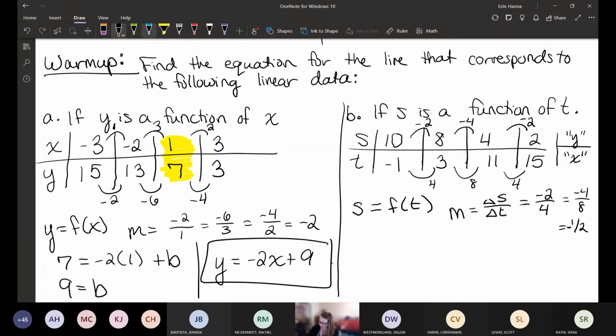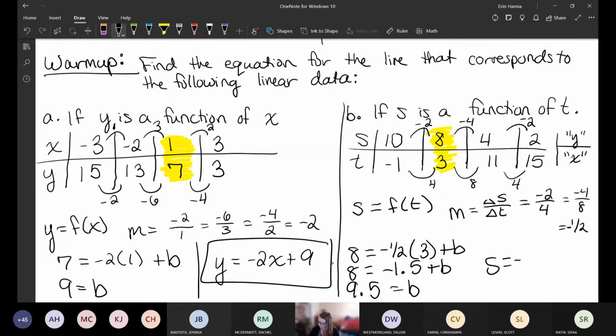And so here we get to pick whichever point makes us happiest. I'm going to pick, ooh, this one's gonna be a little gross. Well, it is what it is. I'm gonna pick 8, 3. So we would have our s value, our slope times t plus b. This one's gonna have a fraction in it, or a decimal, whichever you prefer. So we had -1.5 plus b, so we'd get 9.5 as our b value.